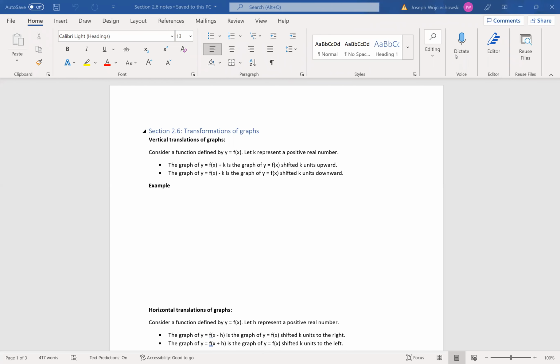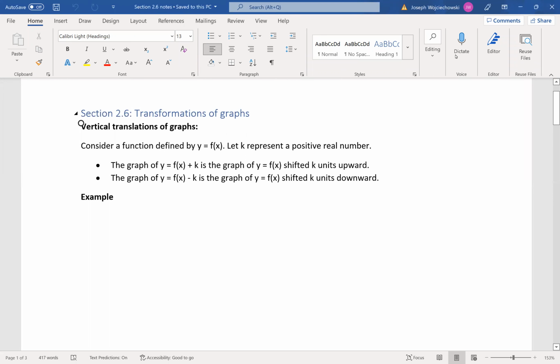Okay, today we're going to look at section 2.6, transformations of graphs.